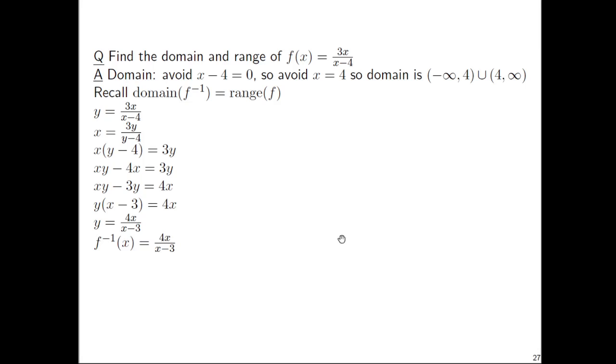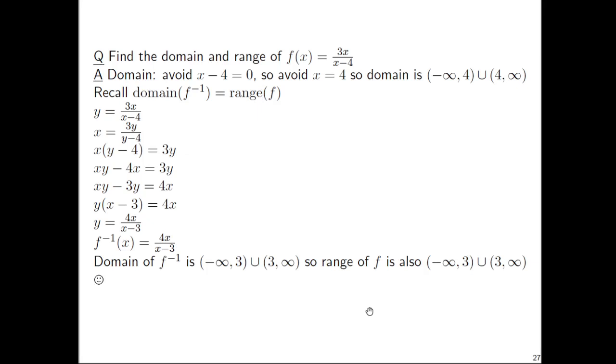Now that we have the inverse function, again, our question was the range of f. So we're going to now deal with the domain of f inverse. And here's f inverse. And so for the domain of f inverse, we need to avoid x equals 3. So the domain of f inverse is negative infinity to 3, parenthesis, union, parenthesis 3 to infinity. So the range of f is also that same thing. So we've got the domain of f up here. We have the range of f down there.